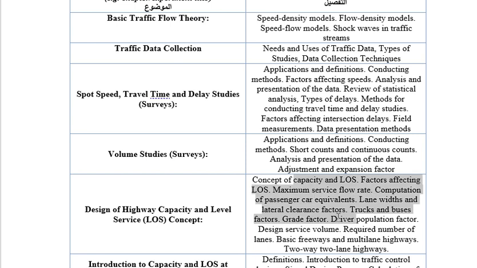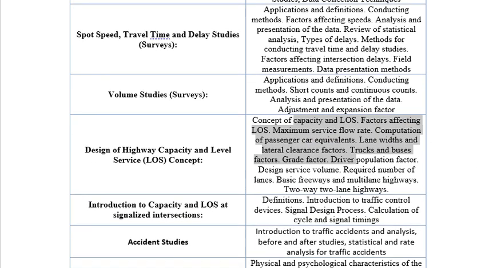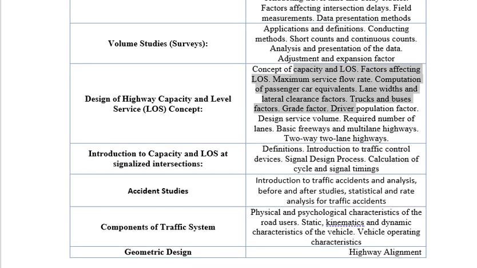Then after this, we will have the topic of level of service. I will explain what is level of service, where do we use it, and so on. And then we will also cover the level of service specific calculations for 3 different types of highways. Then we will have accident studies. It's listed here, but usually we keep it till the end. And then we will have the components of traffic system and the geometric design.